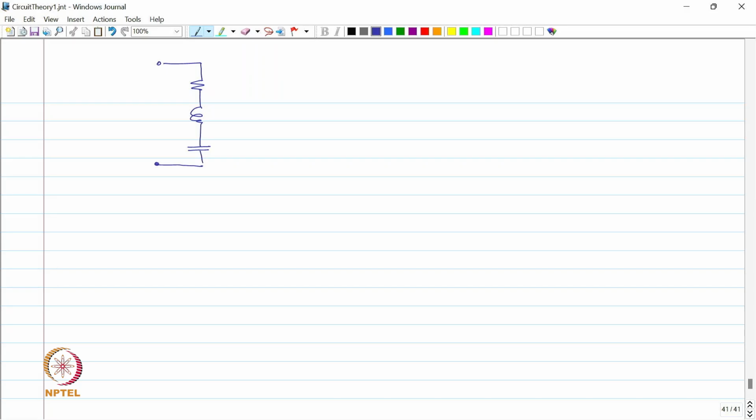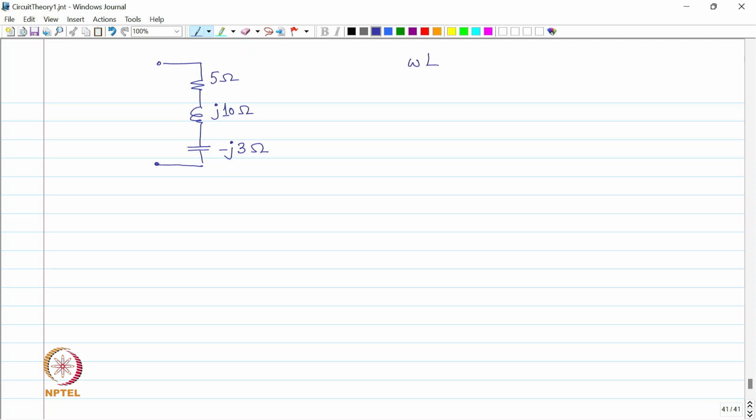Just suppose I fix a certain value of omega, and let us say this is 5 ohms, and this inductor is j times 10 ohms, and this capacitor is minus j 3 ohms. You have figured out by now that a capacitor will have minus j something. Are the units ohms? What is the unit of impedance? Ohms. Are you sure? Omega times L, what dimension does it have?